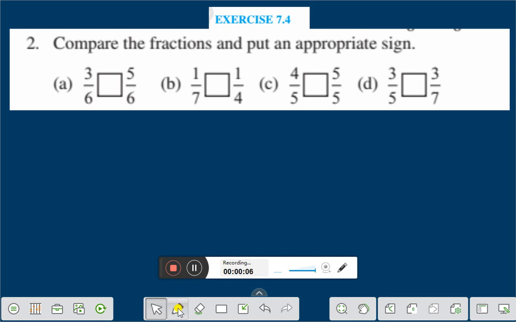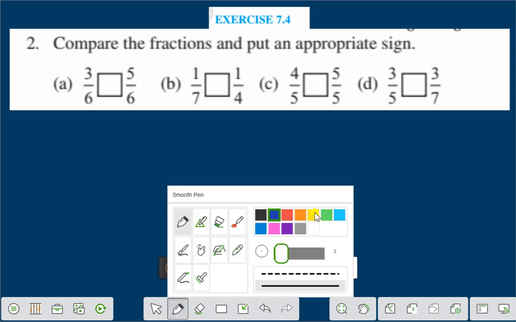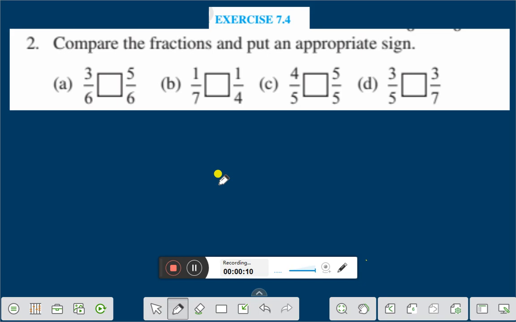Compare the fractions and put an appropriate sign. This is question number A, that is 3 by 6 and a box, and it is 5 by 6.